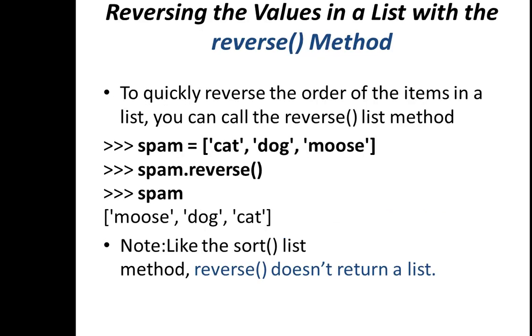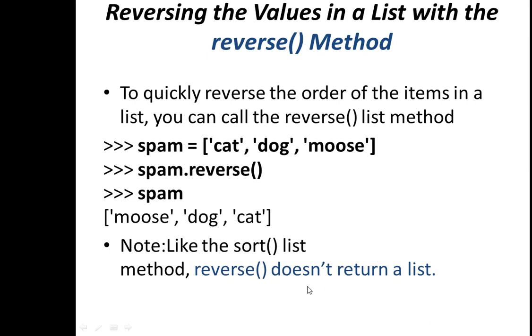Now this is another method which we call the reverse method. The reverse method will reverse the order of the items in a list. So if I give a list something like this, what does reverse do? It will just reverse the order. So first cat, dog, moose is there. When I call the reverse function, then moose, dog, cat will be printed.